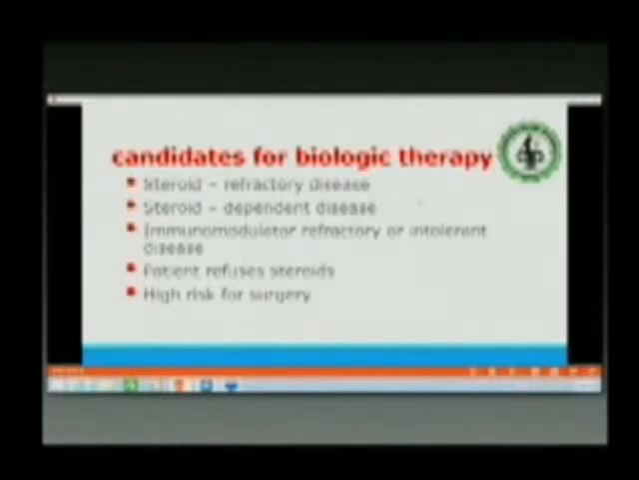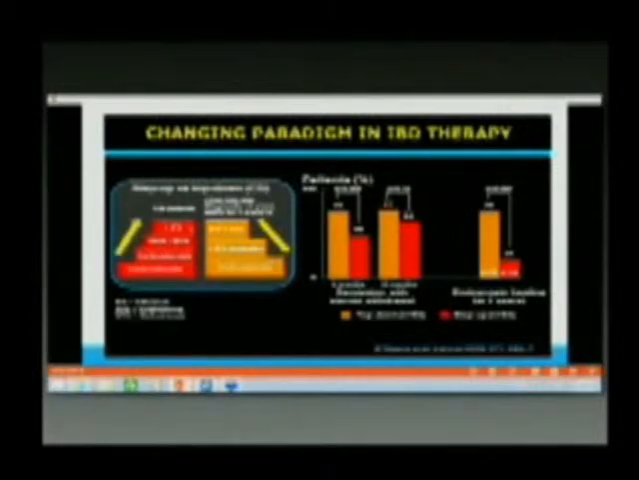Traditionally, we use biologic therapy for steroid-refractory, steroid-dependent disease, or refractory to the use of other agents. This is the conventional approach: we reserve immunobiologic therapies for patients who have not responded to azathioprine and corticosteroids.